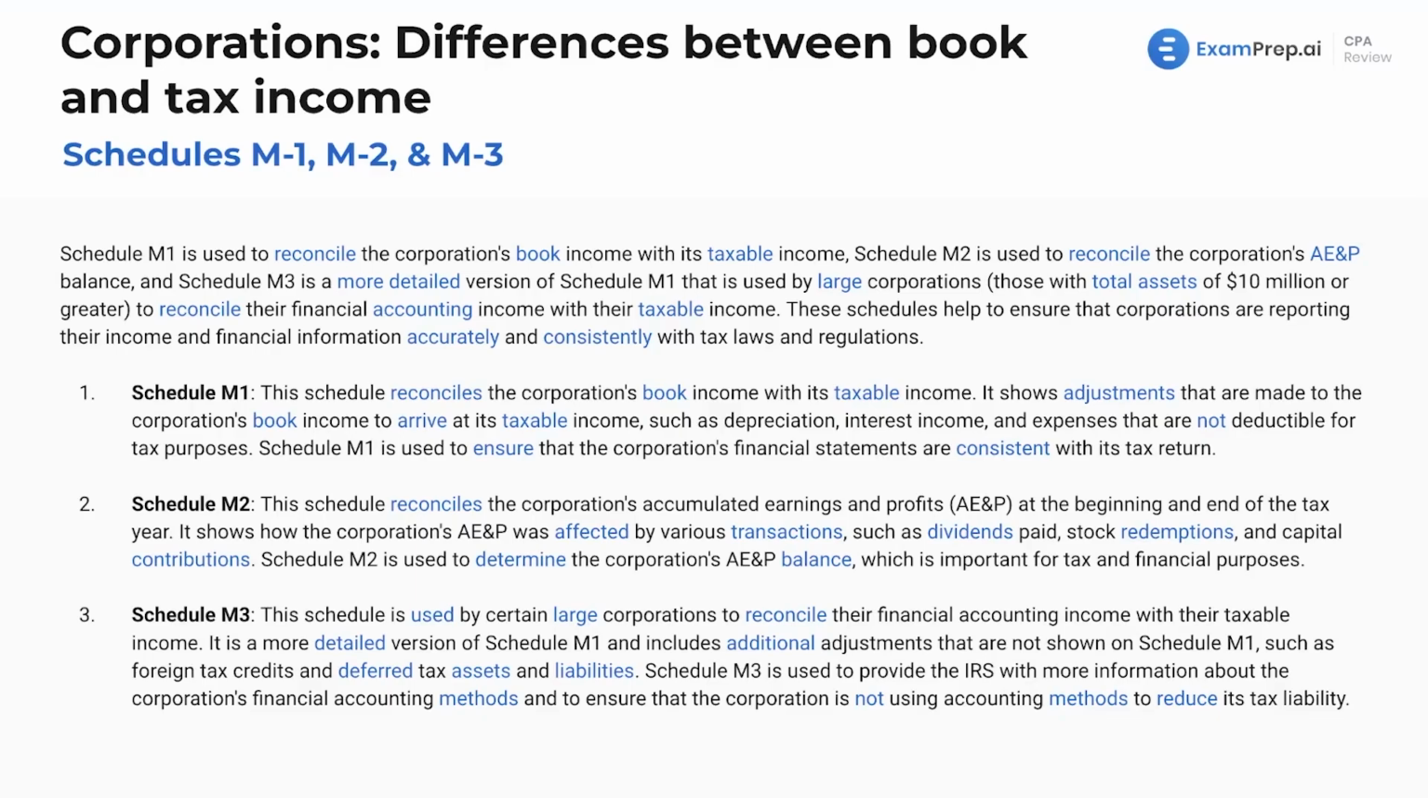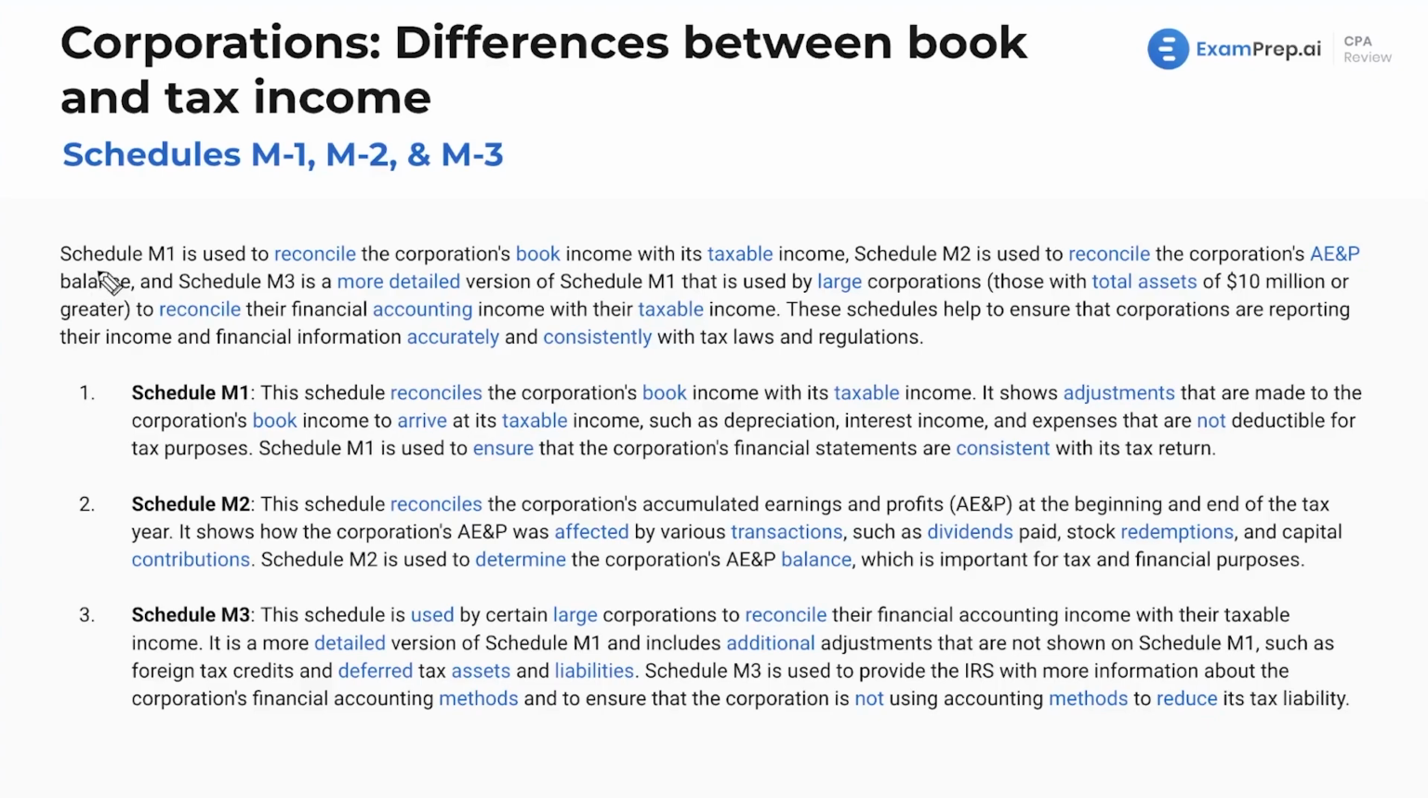Now, our schedules M1, M2, and M3, let's talk about what these are. We're really going to be more focused on the M1 and M3, and then even more specifically the M1, but let's talk about what they all are. These are just tax forms on the corporate tax return on the 1120. I will be showing you what they actually look like.